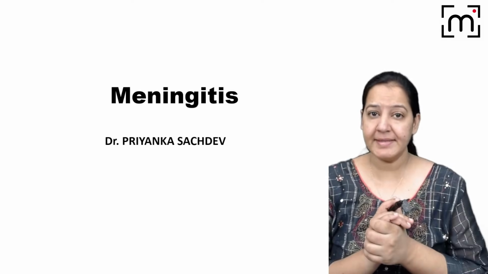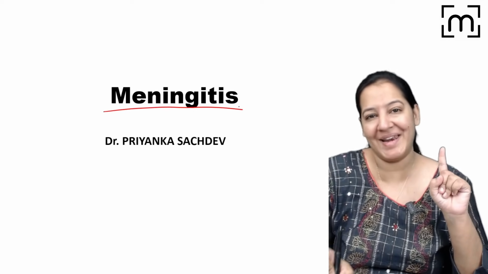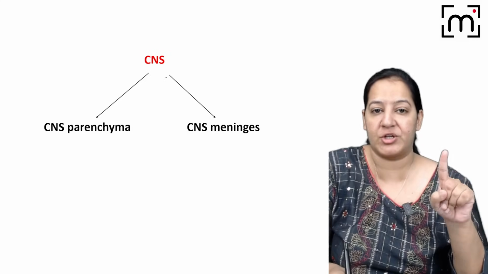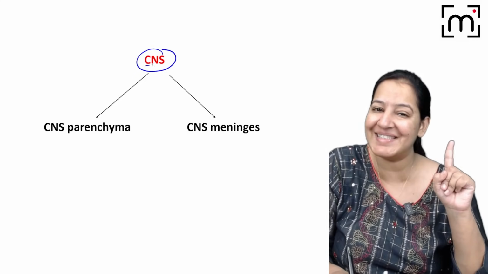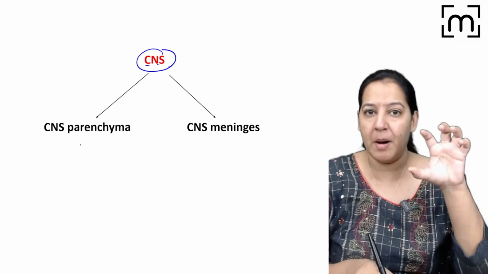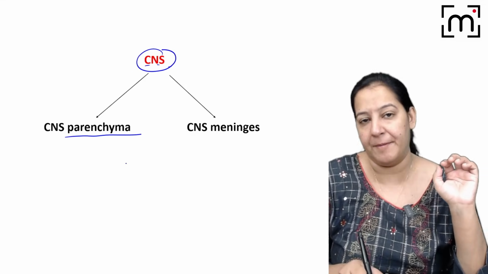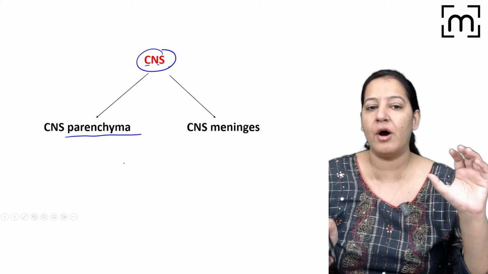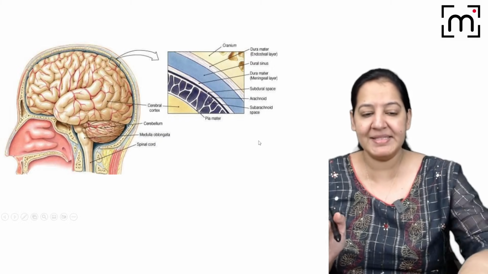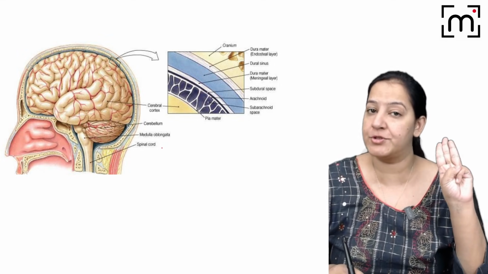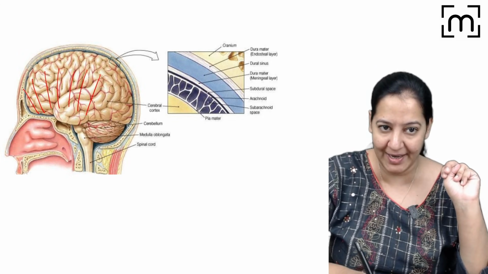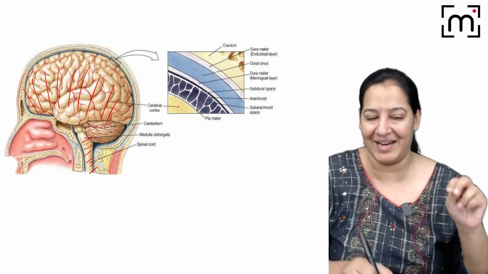Hello everyone. In this session, I am going to teach you meningitis. But before understanding meningitis, it's important to understand the structure of the central nervous system, that is CNS. In the central nervous system, there are two things. The main composition of the CNS is the parenchyma, and the coverings of the central nervous system are known as meninges. You can see in this diagram the central nervous system is composed of two things, the brain and the spinal cord. Here you can see this is brain and here you can see this is spinal cord.